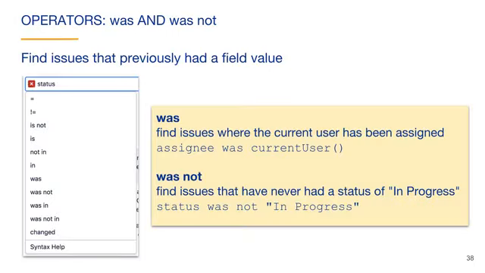The was and was not operators are used to find issues that previously had a value. Since Jira keeps a historic record of events and values, that history can be searched using these operators. In this example, we find issues where the current user has been assigned. In this example, we find issues that have never had a status of in progress.